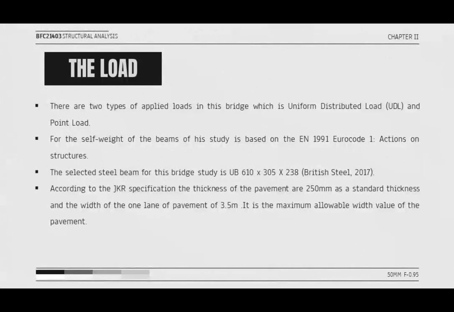According to the JKR specification, the thickness of our project bridge pavement is 250 mm as a standard thickness, and the width of one lane of pavement is 3.5 meters. It is the maximum allowable width value of the pavement.